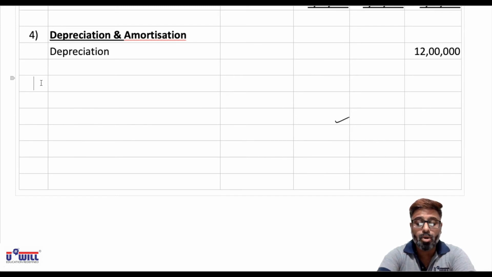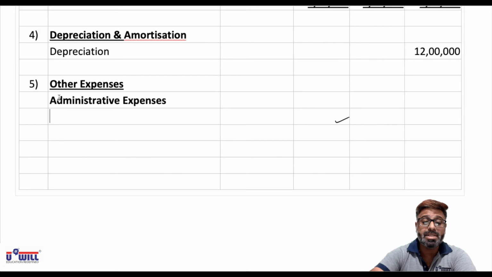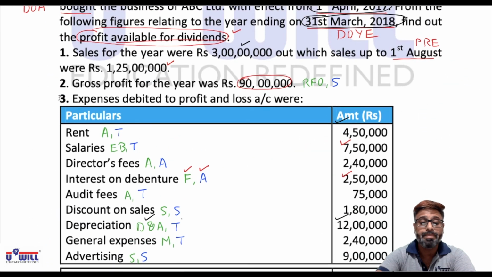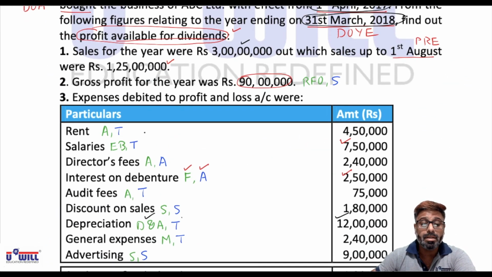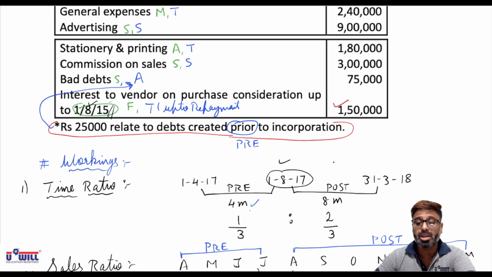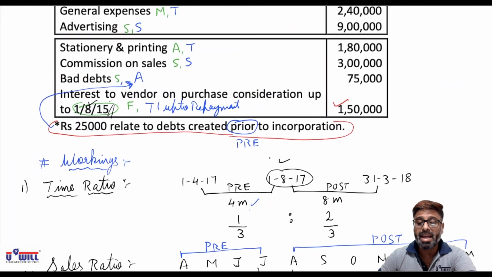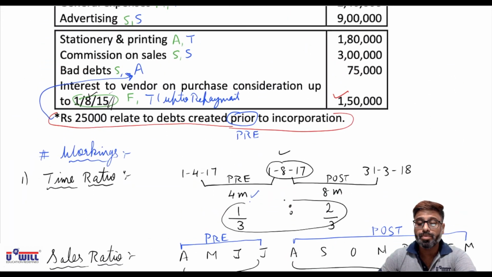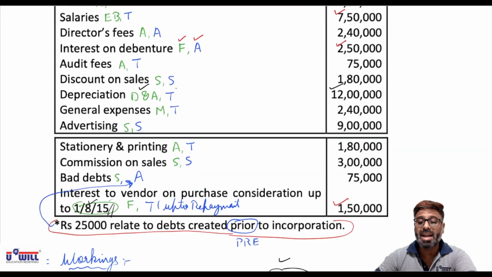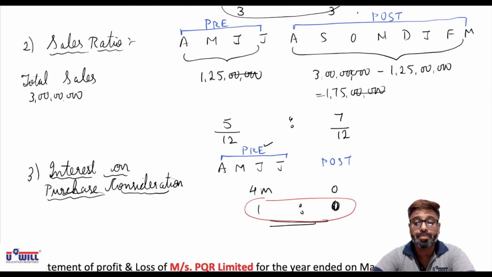Then fifth will be other expenses. Now in other expenses, we have administrative expenses. Within administrative expenses, all the items marked as A. So very first is rent. You all can see rent, time basis 4,50,000, and time basis you all can see is 1:2 ratio. Time ratio is 1:2. Okay. So rent 4,50,000, 1:2 ratio.